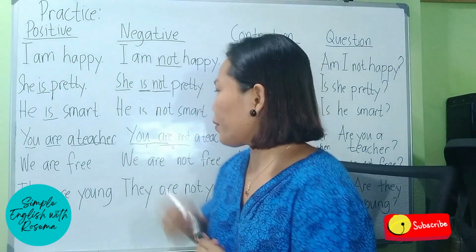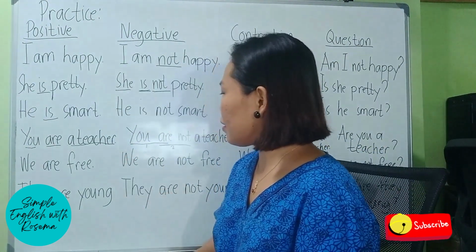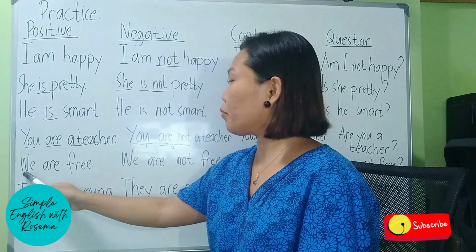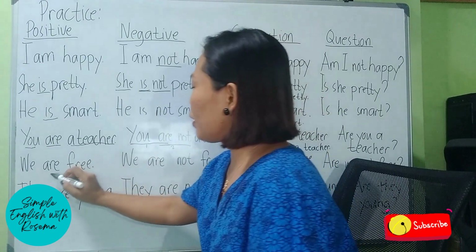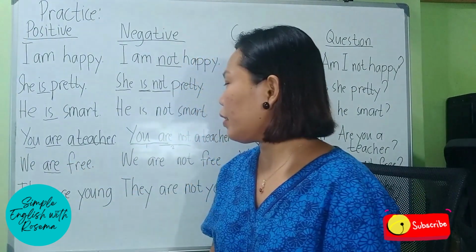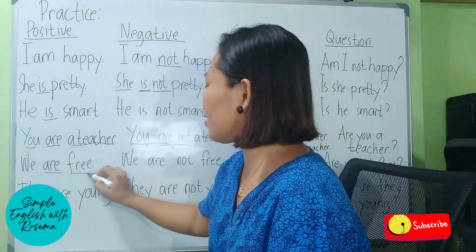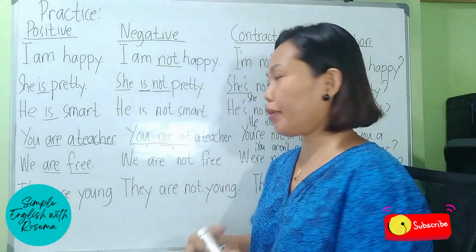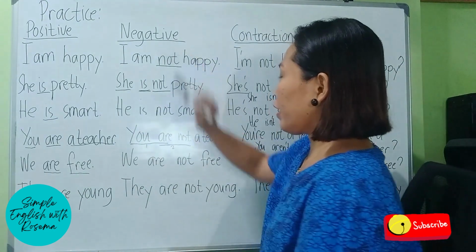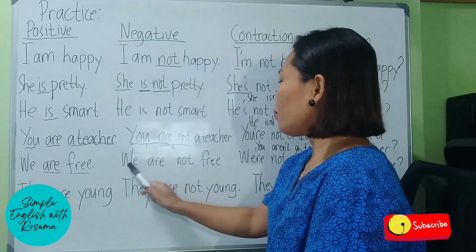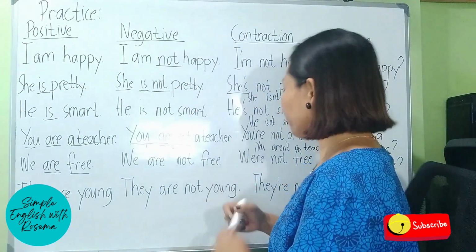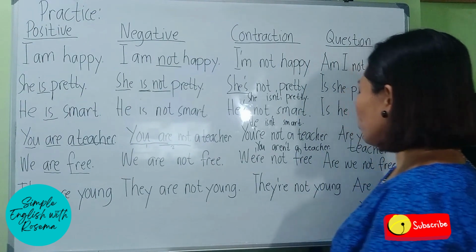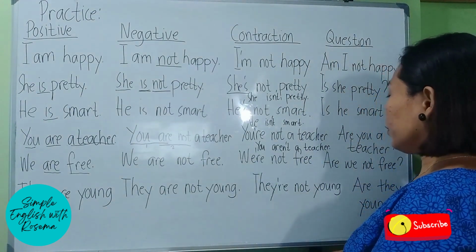Okay, now, for our next sentence, we use the first person plural pronoun. Sinundan natin ng are, of course, kasi nga plural, and then free. Okay, so this is an adjective. Okay, nagde-describe or naglalarawan. We are free again. For the negative naman, we are not free. Hindi tayo free. And then for the contraction, we're not free.